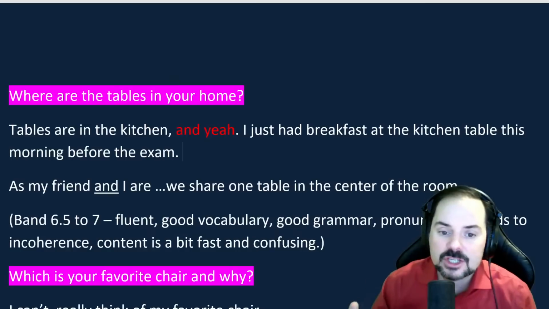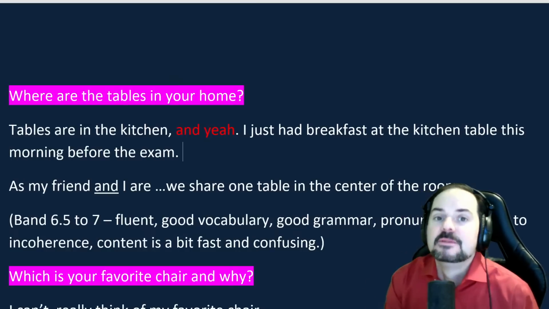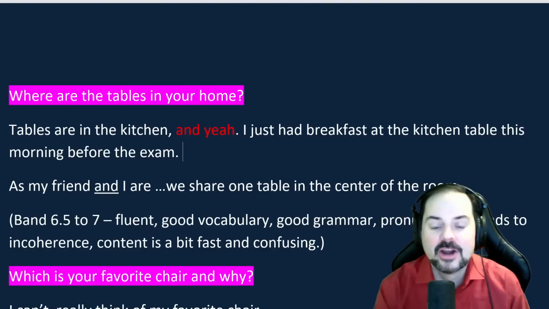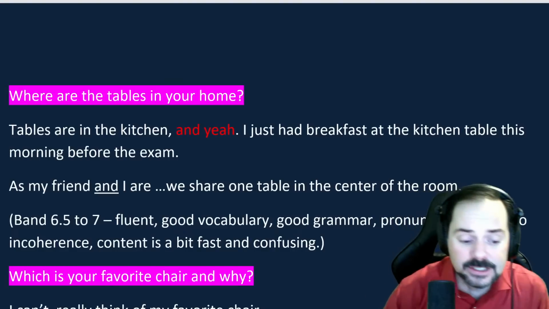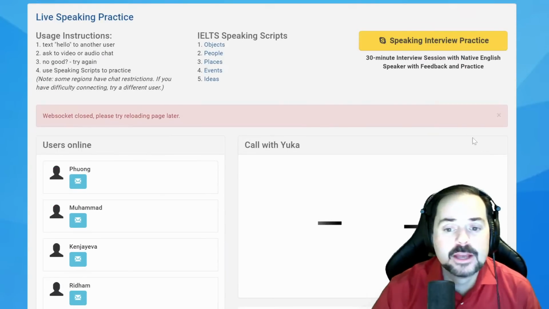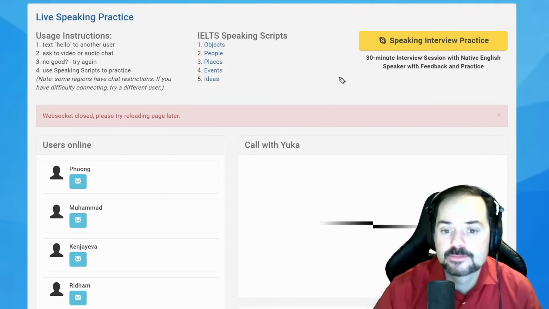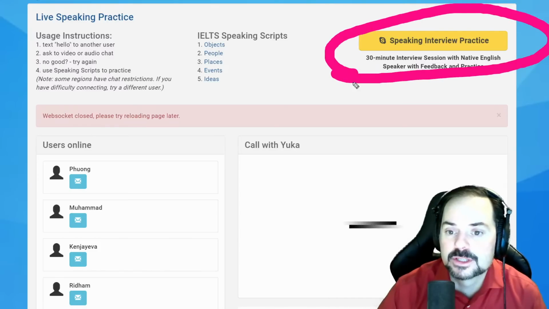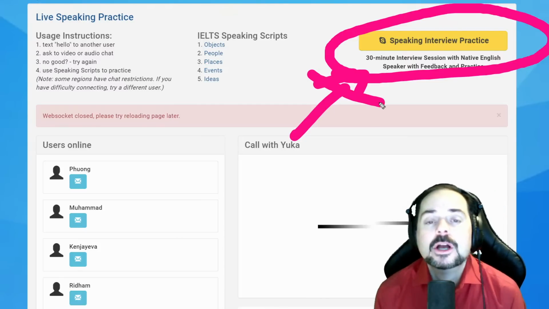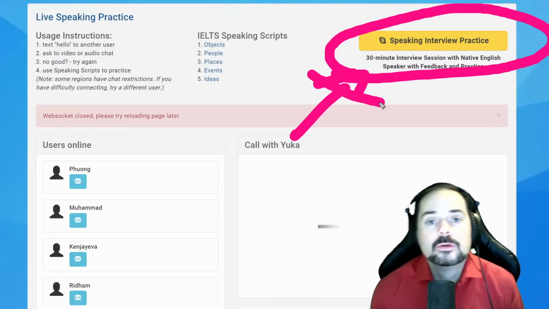So tables are in the kitchen. I just had breakfast at the kitchen table this morning before the exam, and then just stop. Okay? All right. Yuka, keep practicing, keep volunteering, use the website. If you want, at some point, you can even book a full IELTS practice speaking exam with me with this yellow button on the website. It's in a few different places. Up to you. But definitely keep going, and you'll build your confidence. So you'll get much better at it.